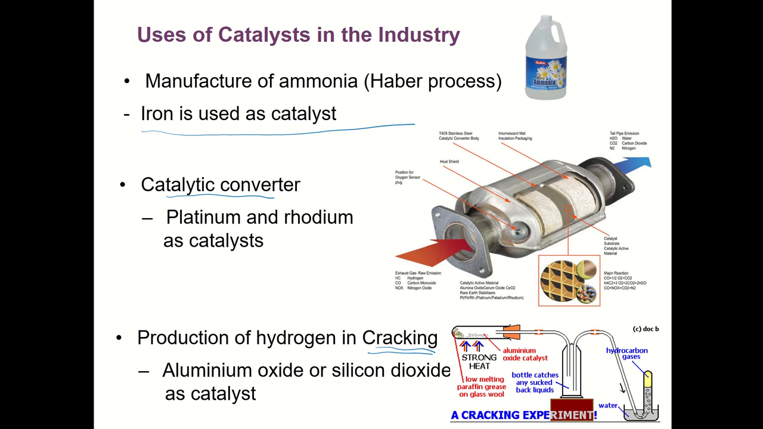Okay, cracking is a process that you'll learn in organic chemistry, where you break down big hydrocarbons, that means hydrogen and carbon containing compounds, to become smaller hydrocarbons. Usually you need a catalyst to speed up the reaction, and the catalyst is aluminum oxide or silicon dioxide.